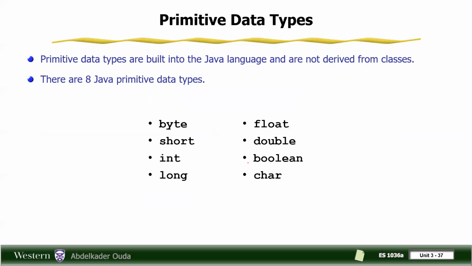These are the data types of variables, and those are the primitive data types. Primitive data types are built into the Java language and are not derived from classes. There are 8 Java primitive data types: byte, short, int, long, and the second four, float, double, boolean, and char.